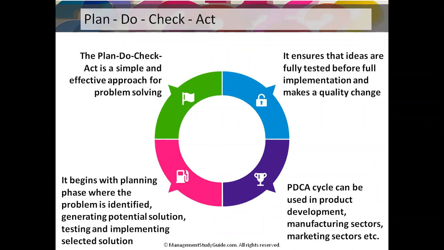The plan, do, check, act cycle is a simple and effective approach for problem solving. It ensures that ideas are fully tested before full implementation and makes for quality change. It begins with the planning phase where the problem is identified, then generating a potential solution, testing and implementing the selected solution. The PDCA cycle can be used in product development, manufacturing sectors, marketing sectors, consulting, and all of that, whichever one you want to use.